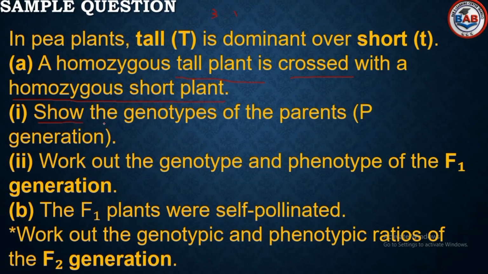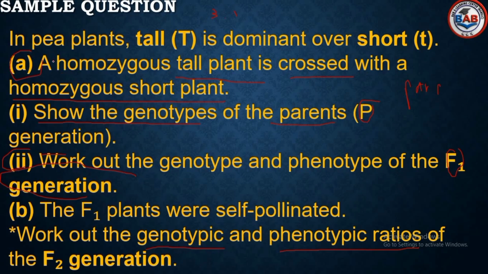Question A. Show the genotypes of the parental generation. P stands for parental generation. Question B. Work out the genotype and phenotype of the F1 generation. The F1 plants were selfed. Work out the genotypic and the phenotypic ratios of the F2 generation. Let us start with question A.